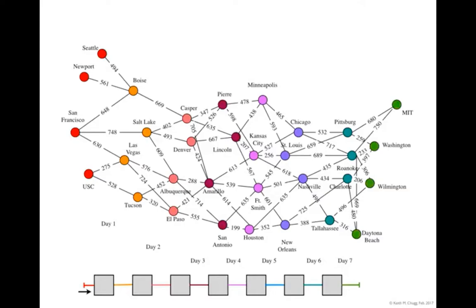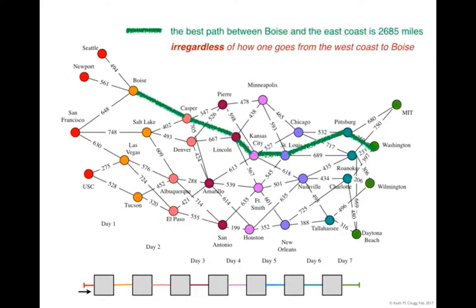And to illustrate this, I'm going to provide a little bit of side information here that I happen to know. I happen to know that the shortest path from Boise to the East Coast is colored in here by this green crayon. So it goes Casper, Lincoln, Kansas City, St. Louis, Pittsburgh, Washington, and that's 2,685 miles total from Boise to Washington. Okay? So the idea here is that regardless of how I arrive at Boise from the West Coast, whether I came from Seattle, Newport, or San Francisco, the best way to go from Boise to the East Coast is still this green crayon line, and it's still 2,685 miles.